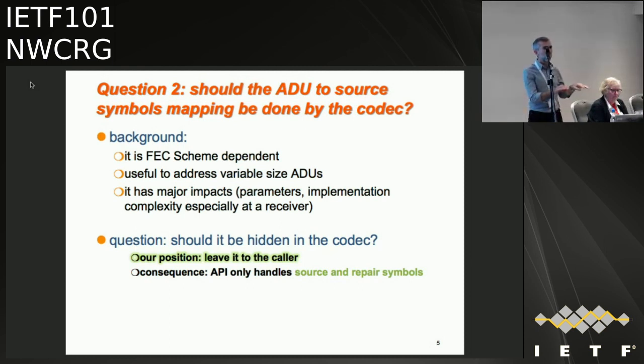Should the API consider only source symbols, repair symbols, which is the conclusion if we do this mapping on top of the codec, since in that case, the API will only see and consider symbols, or should this be inside the codec, the opposite solution? We had some discussion. There are impacts in terms of implementation complexity. This mapping is not trivial. There is some complexity associated to this mapping. So it's, once again, an important question. We came to the conclusion for now, after discussing, that it should be done by the caller outside of the codec to keep this codec as simple as possible. There are consequences, of course.